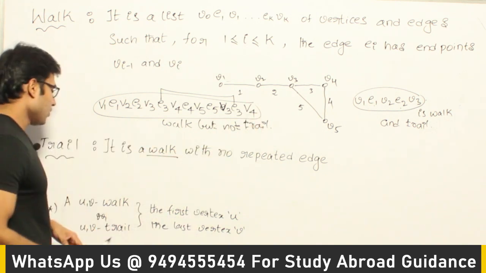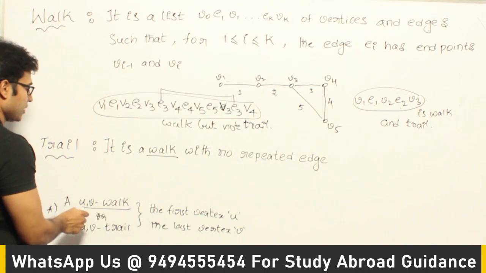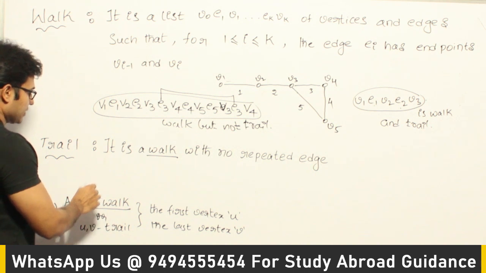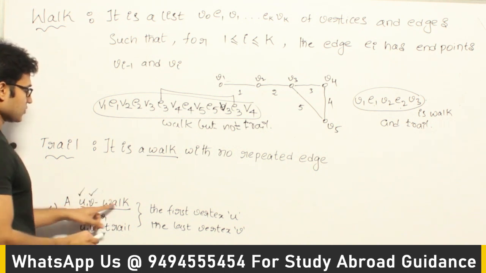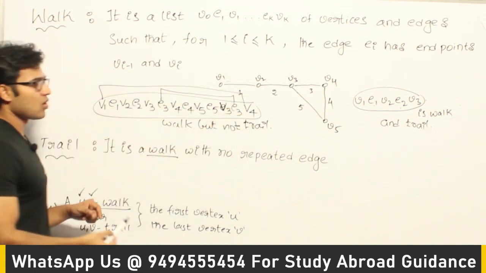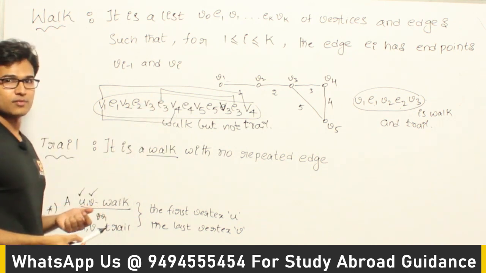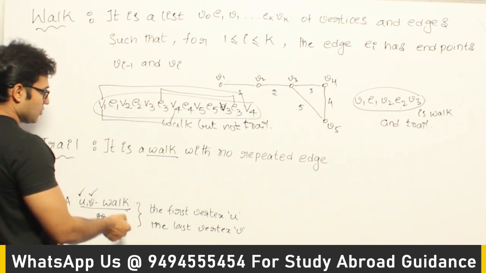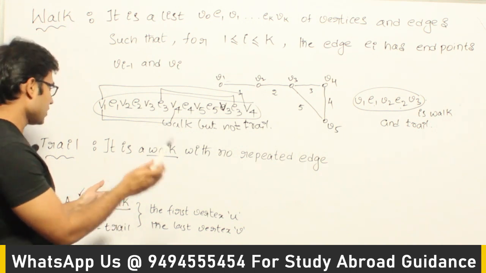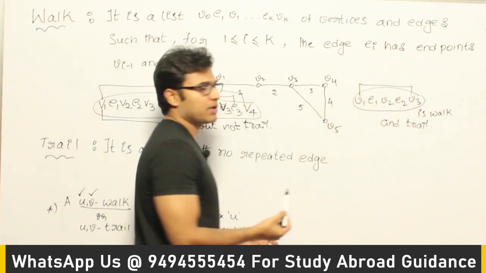Now one more thing is, they might sometimes use the phrase UV walk. A UV walk is one where you have the starting vertex as U and the ending vertex as V. Now if you observe, this is a v1 v4 walk. There can be many walks, so this is also a v1 v4 walk. Got it? Now what about a UV trail? A UV trail is a trail with starting vertex U and ending vertex V. Now if you observe, this is a v1 v3 trail.